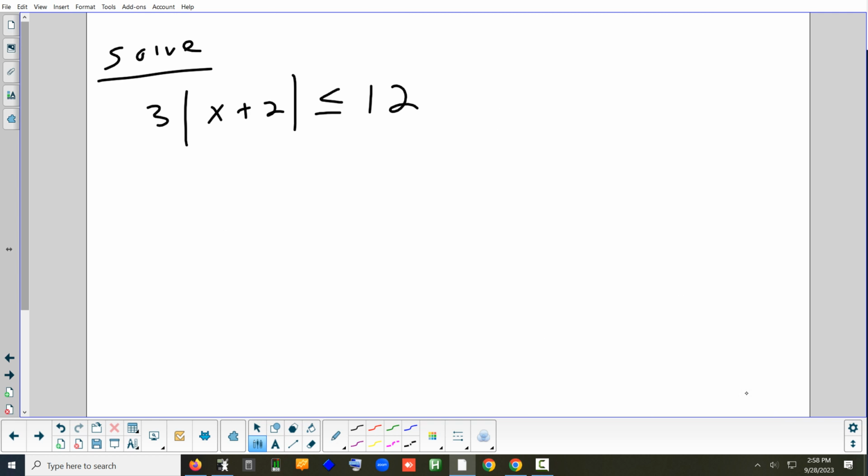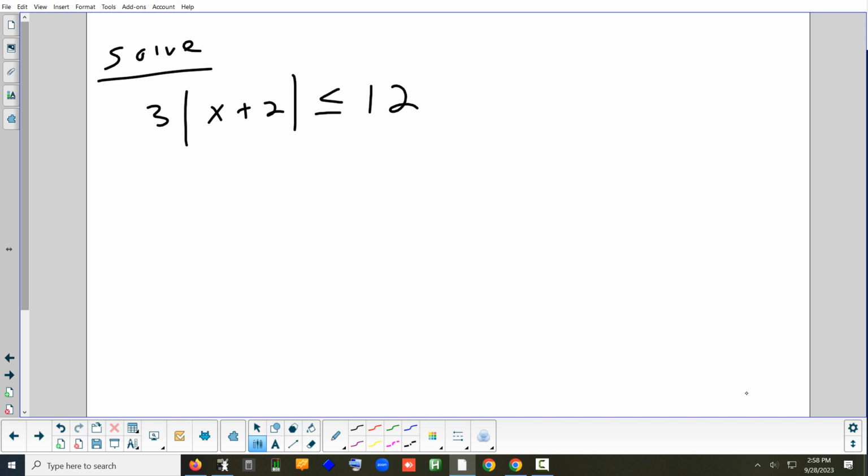Okay, so the next one is going to combine two things, solving absolute value inequalities, but then it's also going to turn into solving linear inequalities once we start to do it. So if you want to solve an absolute value inequality, what's the first thing you have to make sure of? Get the absolute value by itself. Yeah, we got to make sure that the absolute value is by itself.